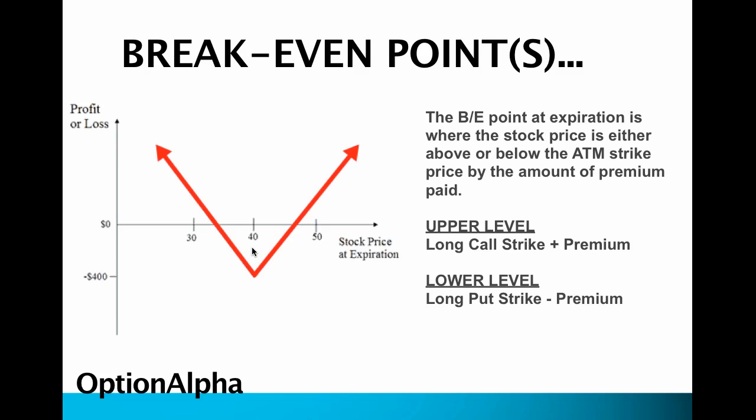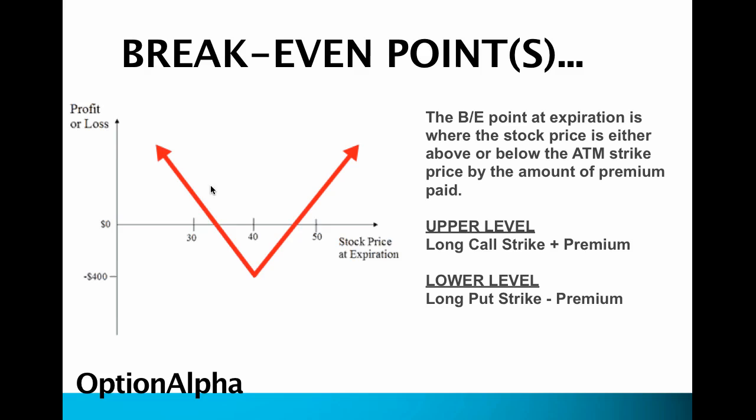All you're going to do for the upper level, because there's two break-even points on this particular strategy, is take the long call strike and add the premium. So all you're going to do is take the long 40 strike and add the premium, and that creates your break-even on the upper level. On the lower level, you're going to take the long put price and subtract the premium that you got. So again, on the lower level, we're going to take the long strike of the put at 40 and subtract the premium, and that creates our break-even on the bottom side.